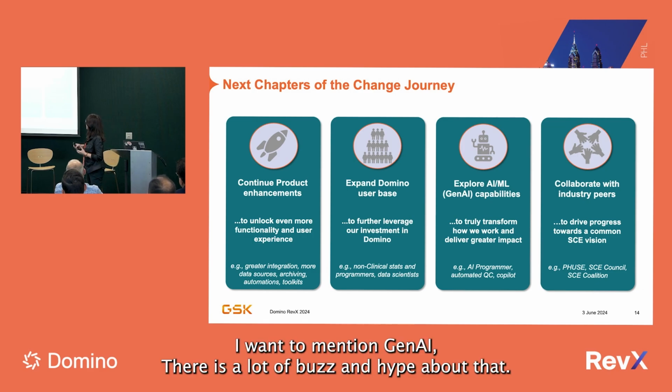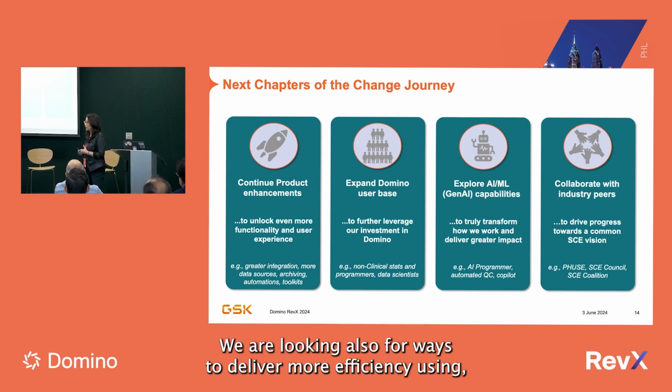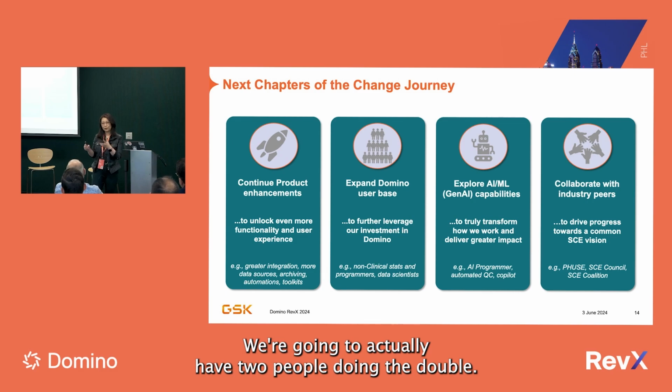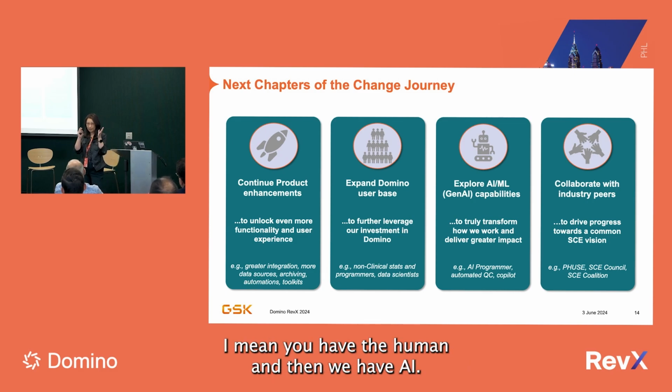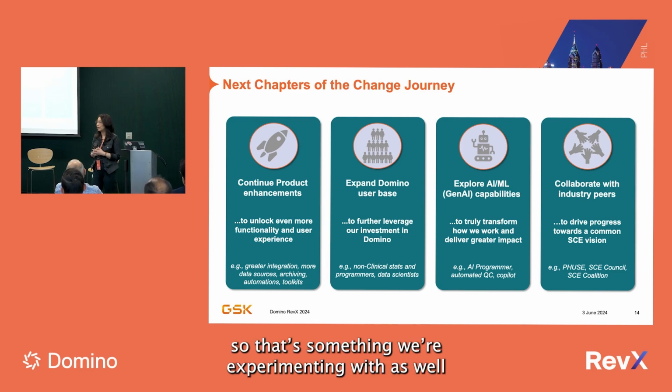And then I also want to mention the whole AI and Gen AI. There's a lot of buzz and hype about that, so we don't want to be left behind. We're looking for ways to deliver more efficiency using this AI programmer concept, if you will, to use AI to be your QC, so you don't have to have two people doing this programming. You have the human, and then you have the AI QC or programmer. So that's something we're experimenting with as well.